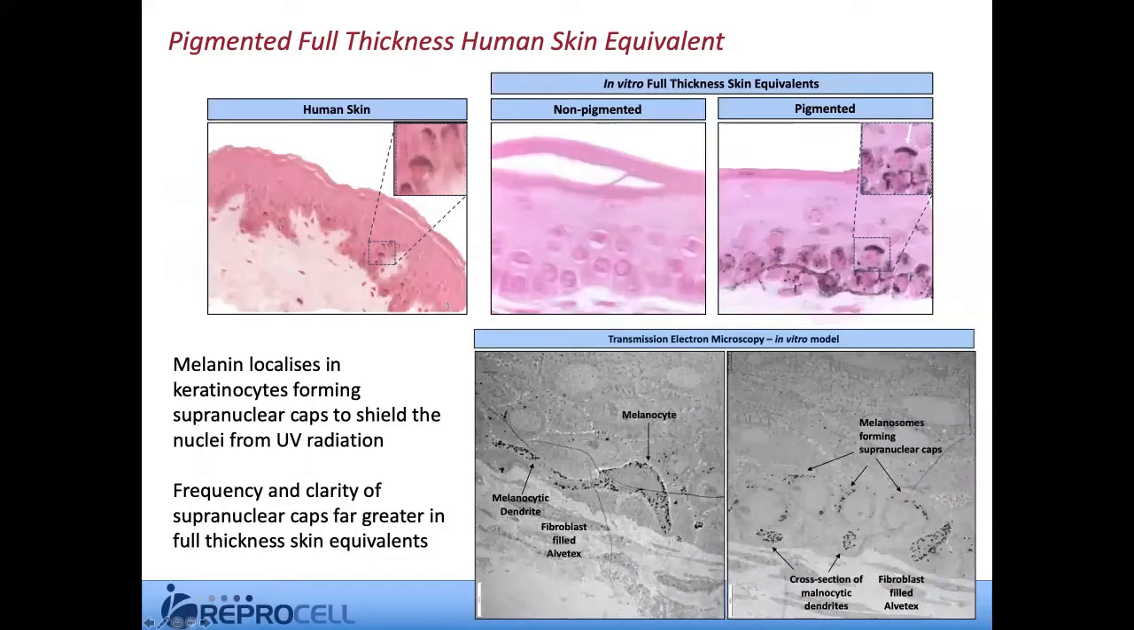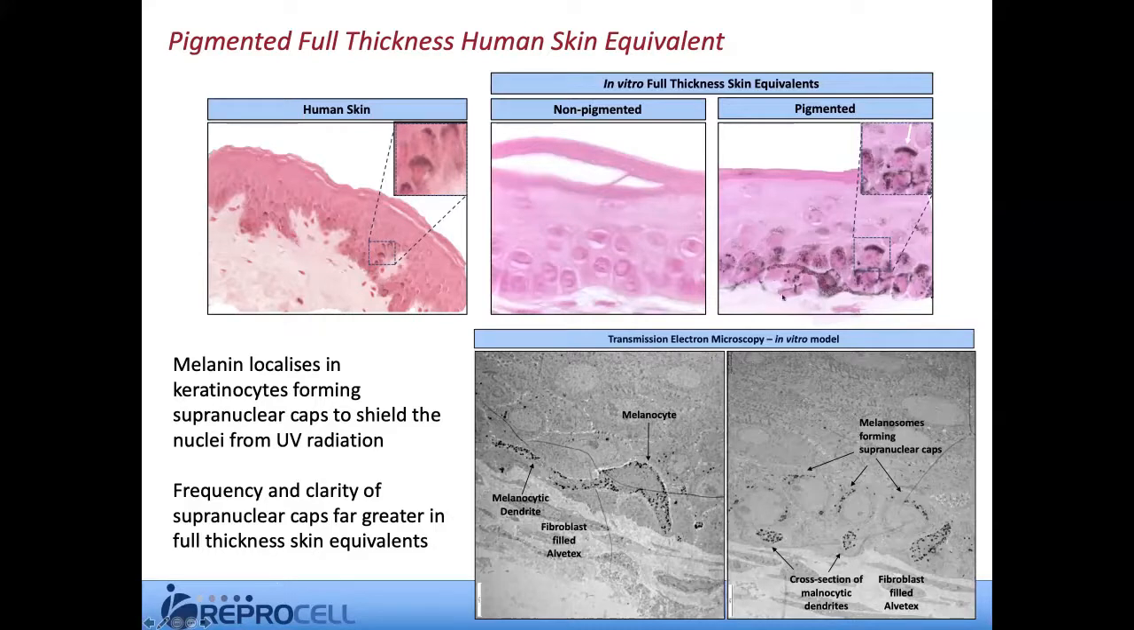And if you look even more closely, you can see in real human skin the formation of what we call the supranuclear caps. So this is where the melanosomes crowd above the nuclei of the keratinocytes, and it's hypothesized that this is to protect the cells from UV radiation, for example. And we can see exactly the same thing has been recapitulated in our in vitro model.